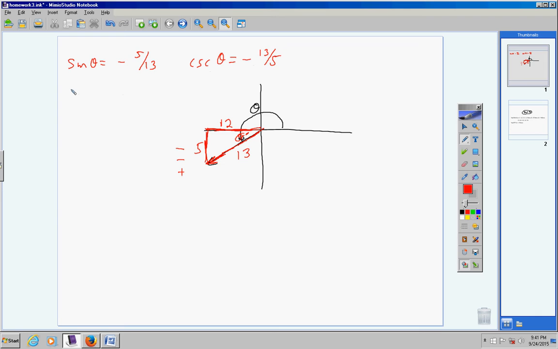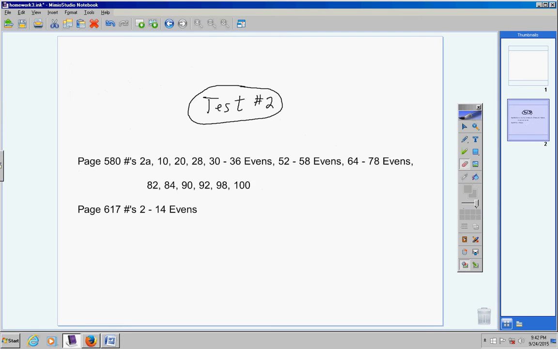Alright, the cosine of theta would be adjacent over hypotenuse, it's negative, so negative 12/13. The inverse of cosine is secant, and so the secant of theta is negative 13/12. The tangent of theta is opposite over adjacent 5/12, and it is positive. So cotangent would be the inverse of that. So cotangent of theta would be 12/5. Okay, pretty cut and dried. Okay, all right, moving on to the next number, which is 10.